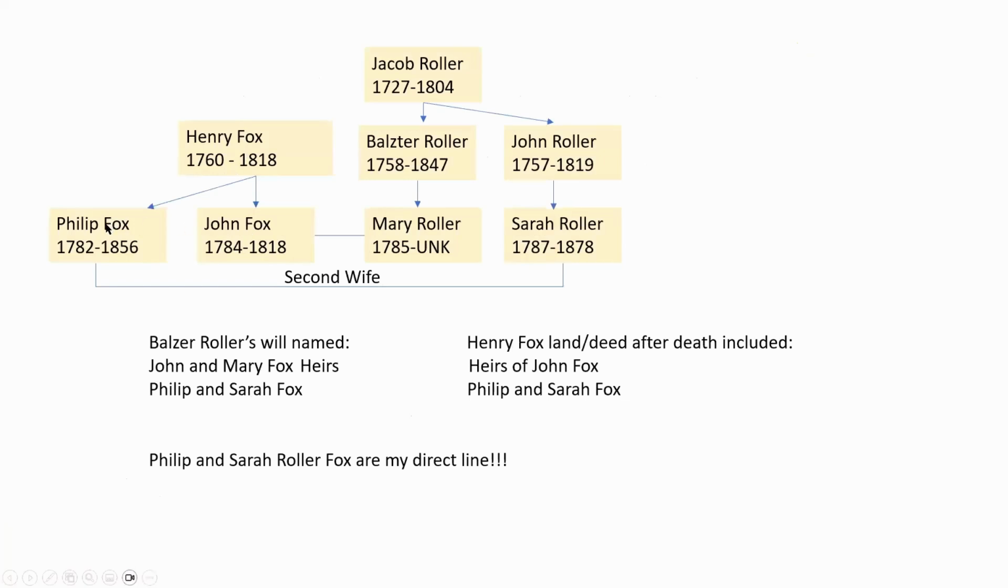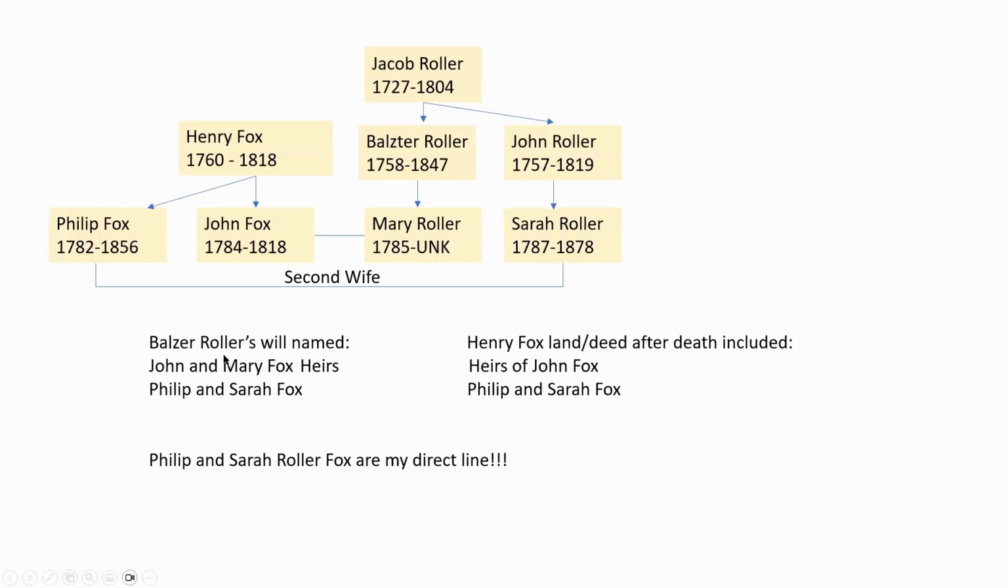One is John and one is Philip. John married Mary Roller, who was the daughter of Balzer, who was the son of Jacob. And one of his other sons was John Roller, and they had a daughter, Sarah. And you can see how close in ages they were, cousins. And Sarah married the other son of Henry.